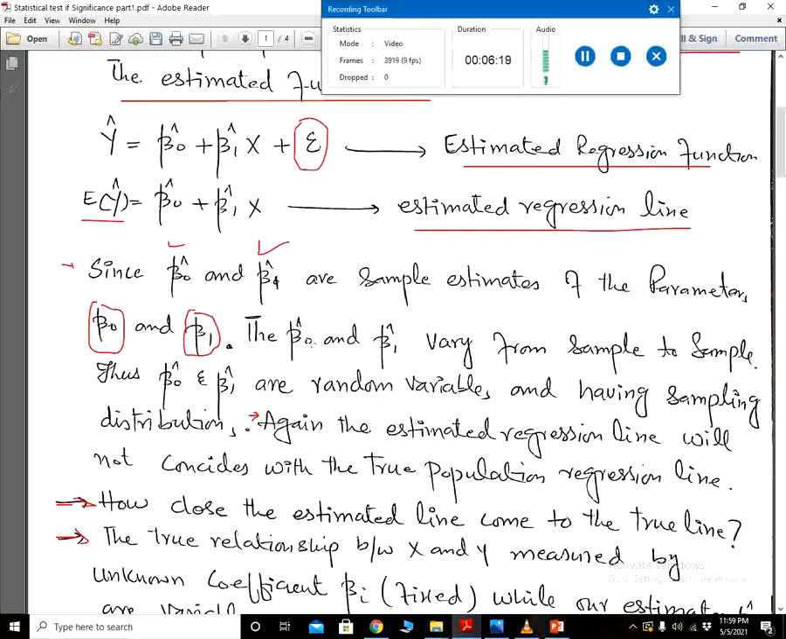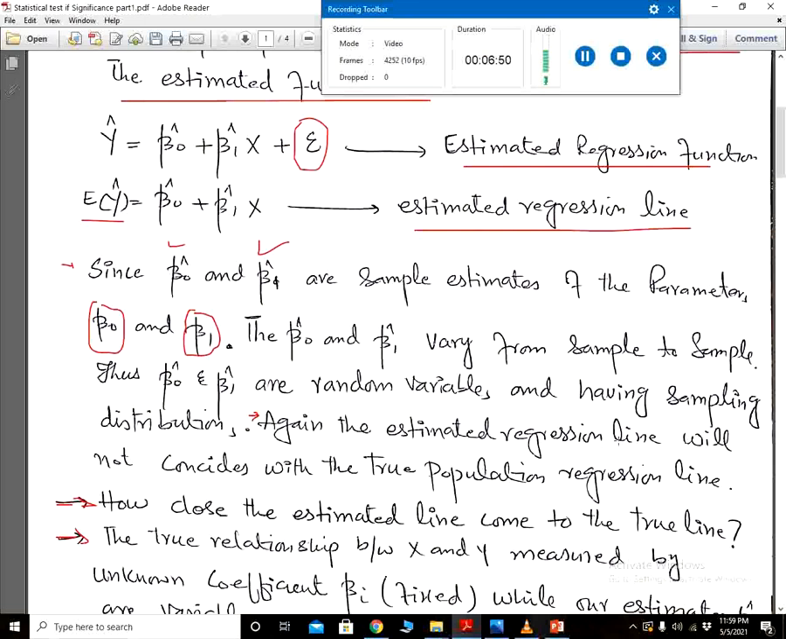The beta naught hat and beta 1 hat vary from sample to sample. Of course, from a population you can collect an infinite number of samples, and you may have an infinite number of beta naught hat and beta 1 hat for the beta naught and beta 1. Thus, beta naught hat and beta 1 hat are random variables and have a sampling distribution because they are varying. They have a sampling distribution around the mean. Their mean is equal to beta naught and beta 1, that is, the population parameters.